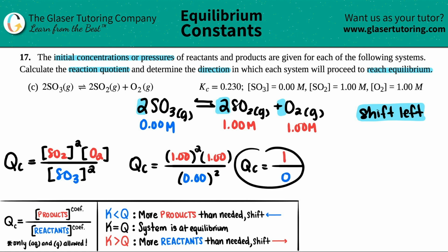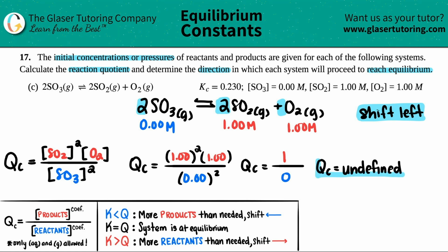Uh-oh. QC, 1 divided by 0. If you put this into the calculator, remember, anything that's divided by 0 is undefined. You're not going to get an actual answer. So this one was a trick. Calculate the reaction quotient. You can't really. This one is undefined. You can't divide by 0. Can't divide by nothing. And that's kind of the thing that we said here, right? You can't take away from nothing, so you have to shift this way. And there you go. These are your two answers. There is no QC. It's undefined. And since we have nothing here, we have to get it back. So you will shift left. And that's it.